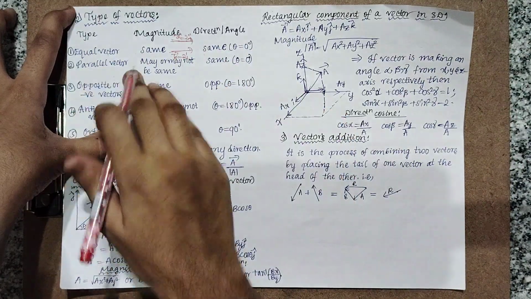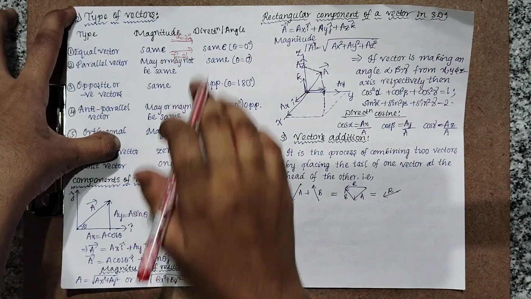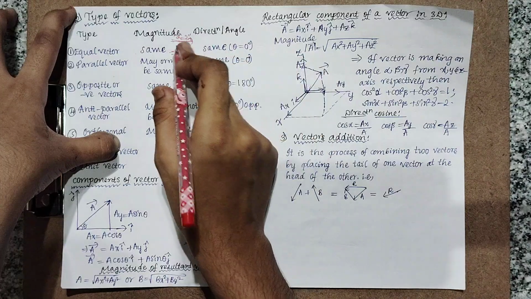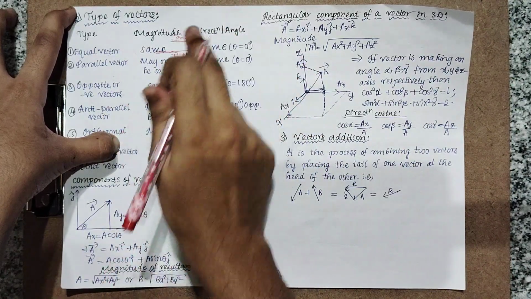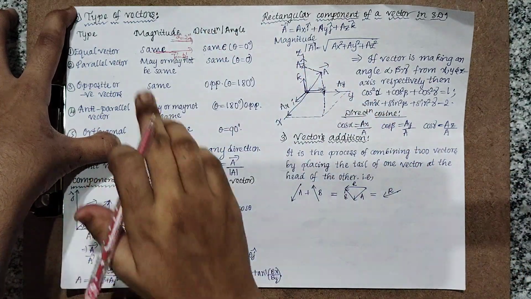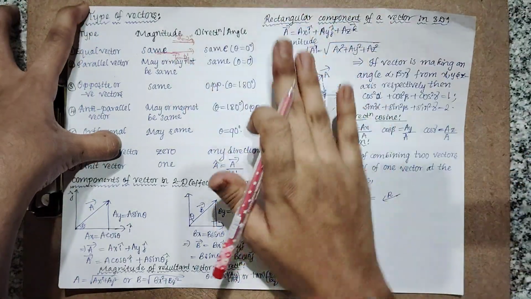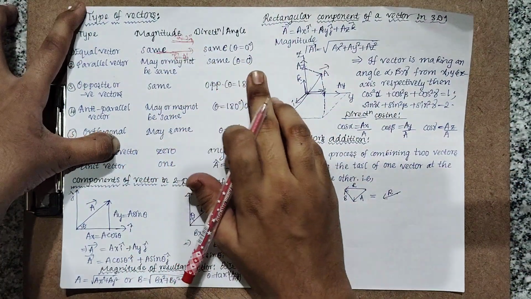And now coming to parallel vector. Here the magnitude may or may not be the same, but the direction should remain the same. For example, a bar is equal to 2 i cap, b bar is equal to 4 i cap. Let us extend this. In this case, both these vectors are said to be parallel vectors. Here the magnitude may or may not be the same, but i cap, that means its direction, should remain the same. In this case also the angle between the vectors is 0 degrees.